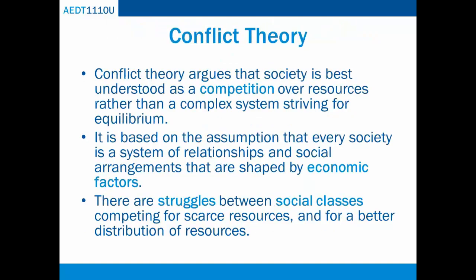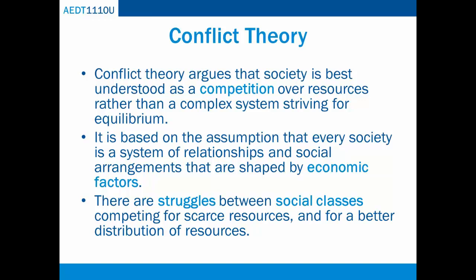Conflict theory has its roots in the ideas of Karl Marx and Max Weber. The primary goal of conflict theory, similar to the goal of functionalist theory, is to develop a general theory that explains the organization and operation of all societies. Conflict theory argues that society is best understood as a competition over resources, rather than a complex system striving for equilibrium. It is based on the assumption that every society is a system of relationships and social arrangements that are shaped by economic factors. In capitalist societies, these relationships and social arrangements are organized around money, wealth, and economic power.